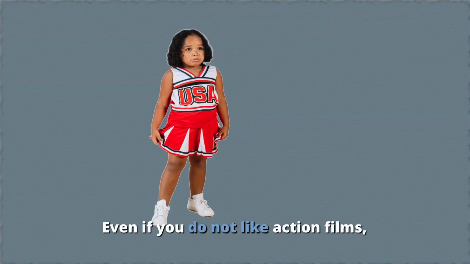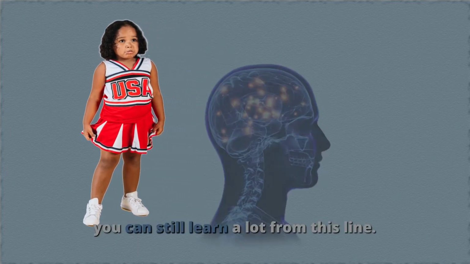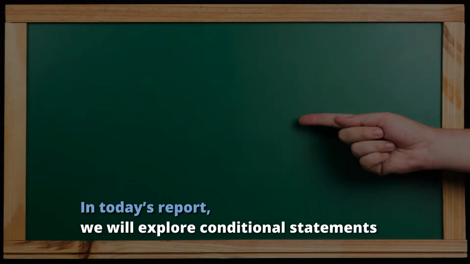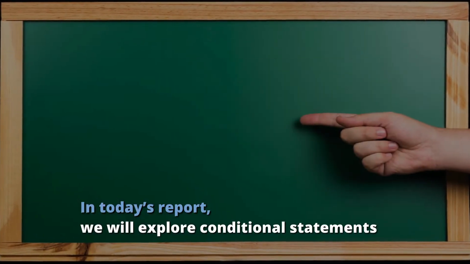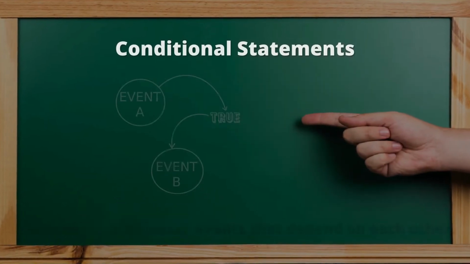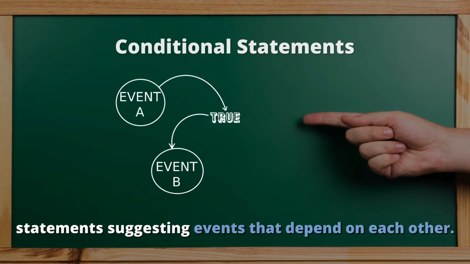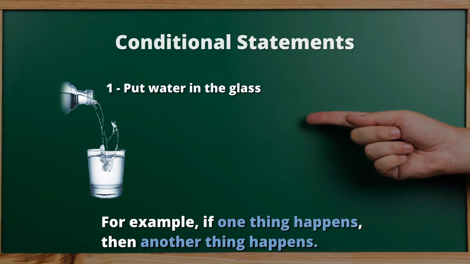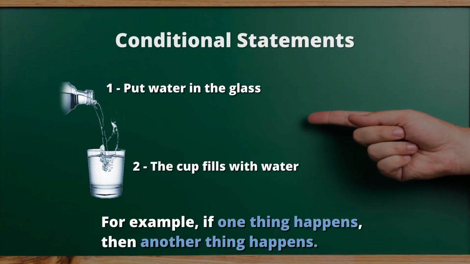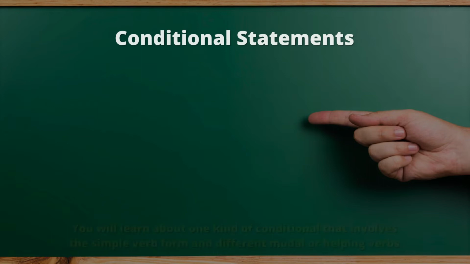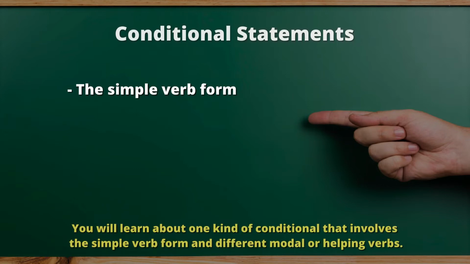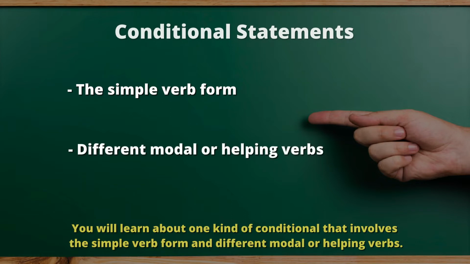Even if you do not like action films, you can still learn a lot from this line. In today's report, we will explore conditional statements, statements suggesting events that depend on each other. For example, if one thing happens, then another thing happens. You will learn about one kind of conditional that involves the simple verb form and different modal or helping verbs.